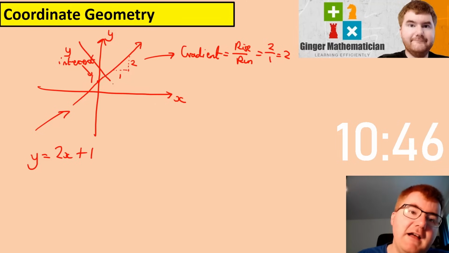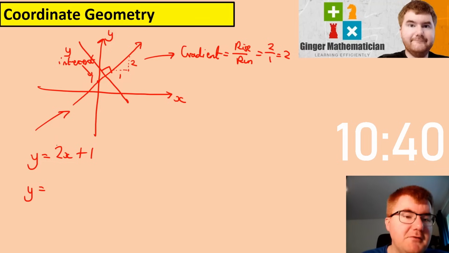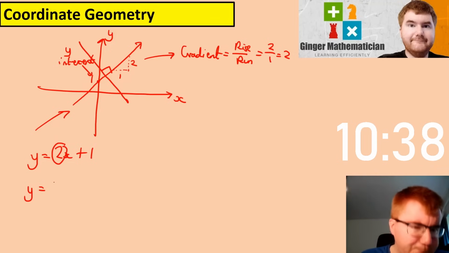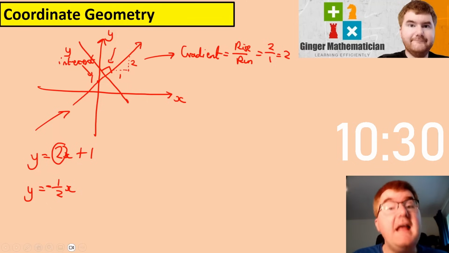If we have another line that's at a right angle to this particular line here, then we know the gradient has to be the negative reciprocal. What is that? We take the 2, we flip it, so we get 1 over 2 and change the sign to a minus. So we know it's got the gradient of -1/2 if there is a right angle in between.